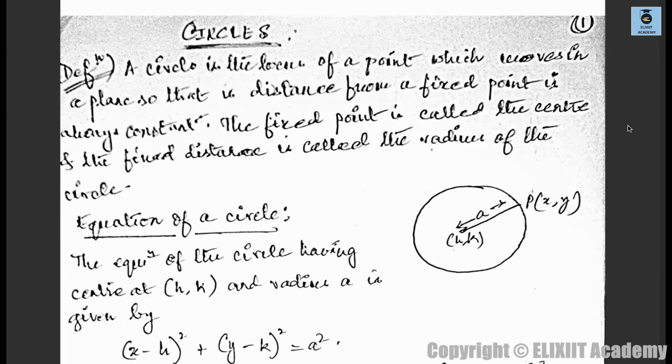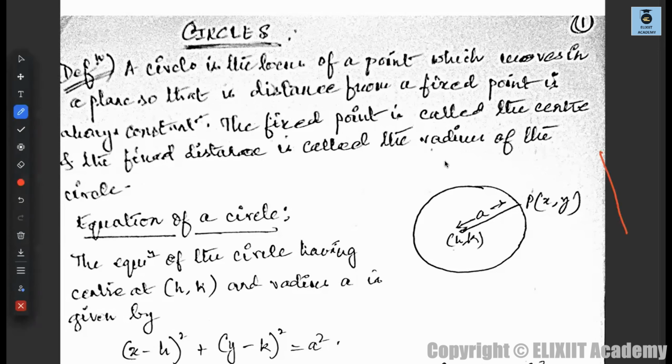Okay, come down to this one. Circles. What is a circle? The definition is known to all of you. What is the basic definition of a circle saying? A circle is the locus of a point which moves in a plane so that the distance from a fixed point is always constant. This is known to you.